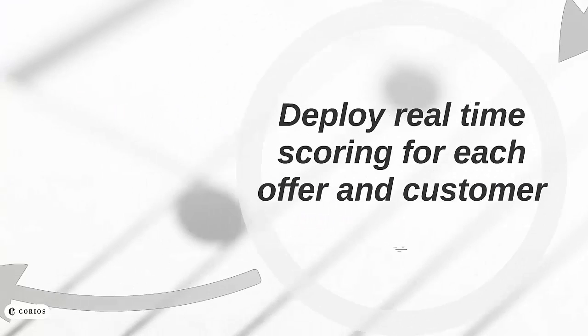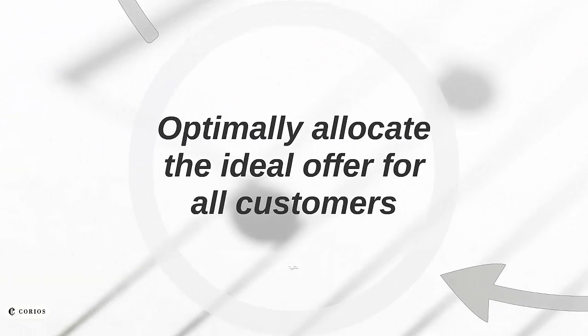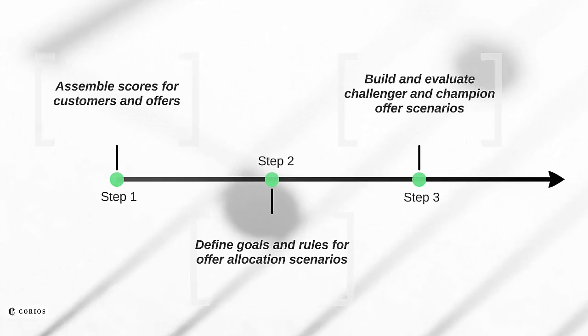Now let's move on to the next step, which is to optimally allocate the ideal offer for all customers. And again, this consists of 3 steps. First, we're going to assemble the scores for all customers and all offers for our historical offer optimization routine. As part of that offer optimization, we're going to define the goals and the rules that will govern how we allocate offer strategies to customers. Finally, we'll build and evaluate a number of different offer scenarios, and we'll pick the best one as our champion. Let's take a look at that.